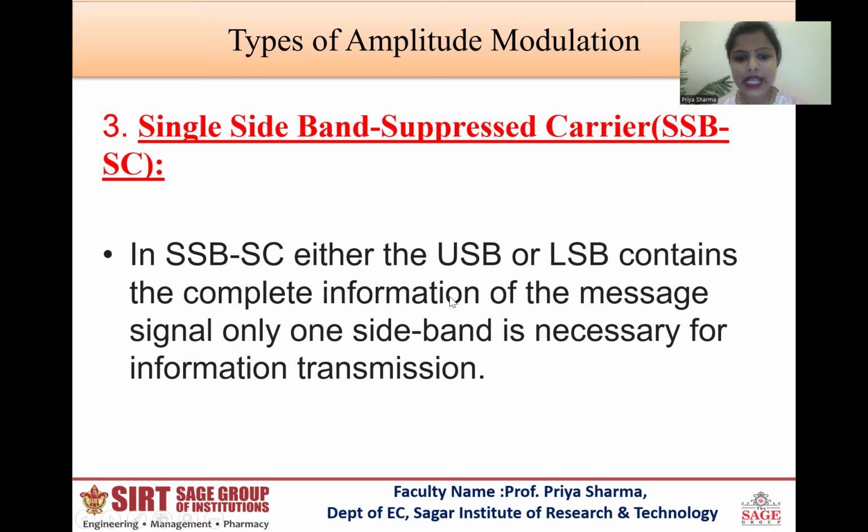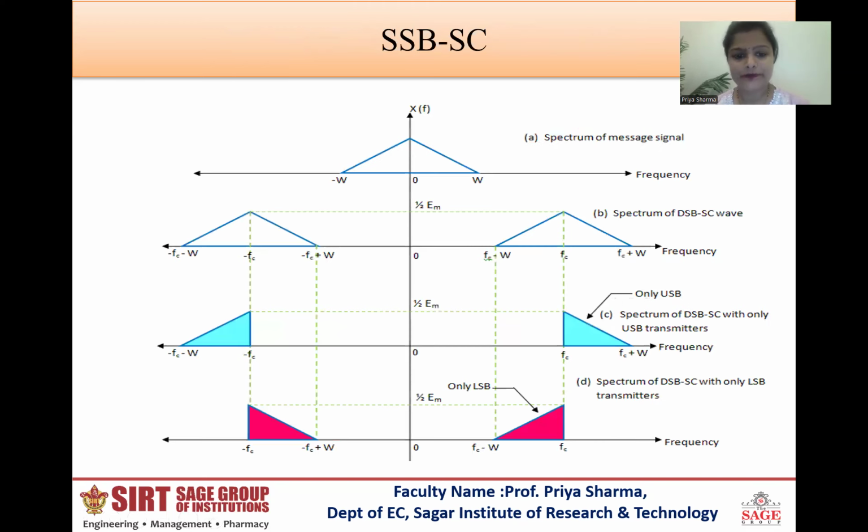In SSB-SC, either the upper sideband or the lower sideband contains the complete information of the message signal, and only one sideband is necessary for information transmission. This is how the waveform looks. This is the spectrum of a message signal. This is the spectrum of double sideband with suppressed carrier. The carrier is not present over here, okay? Only two sidebands are. So these two are the frequency spectrum waveforms of the SSB. Either only the upper sideband or only the lower sideband is transmitted.